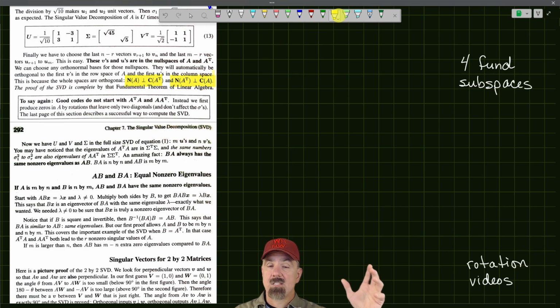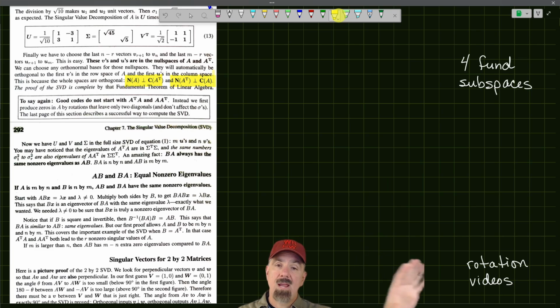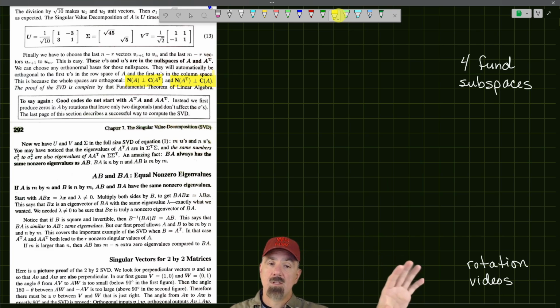And what we have is the same type of thing. We have the row space and we have the null space. And the first set of right singular vectors in V, that's going to be associated with the row space. And then the remainder are orthogonal, and those will be the null space vectors.